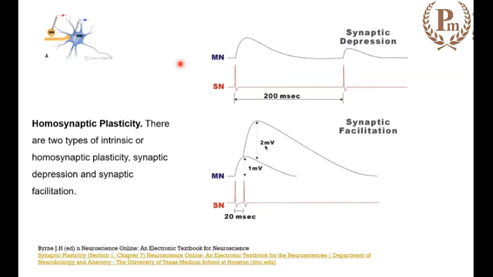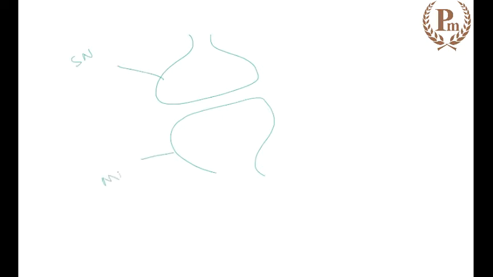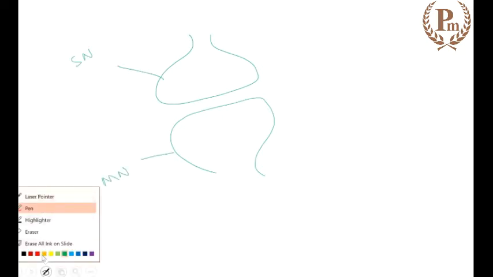Okay, I think for this, we should go to the white screen. That will be easier for us to understand. Let me take you to a white screen. Fine. So we'll go back again and take a pen. I draw a synapse first. Suppose this is my excitatory synapse. This is my sensory neuron. And this is my motor neuron.